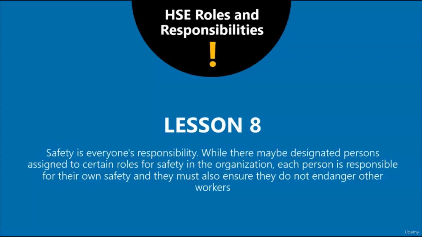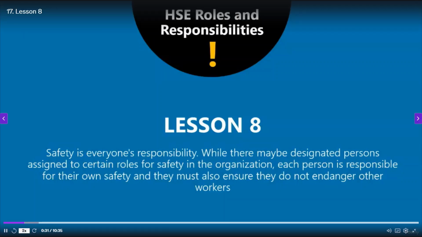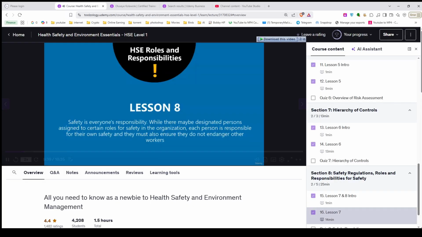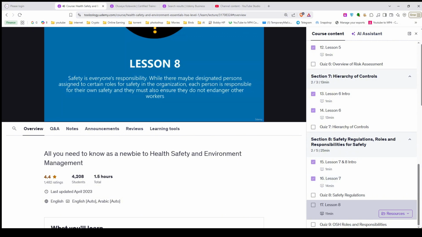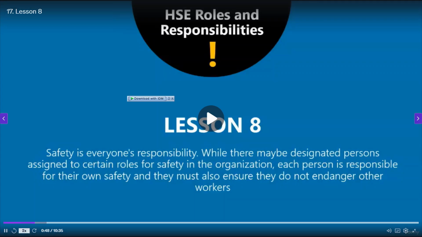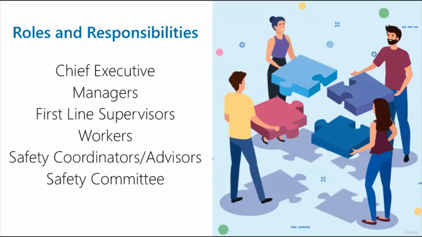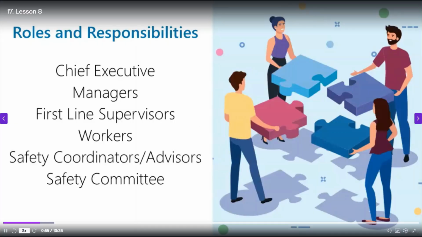So congrats, you are on the last lesson for this course, HSE Roles and Responsibilities, Lesson 8. Note that safety is everyone's responsibility. So in an organization, every single person has a responsibility towards safety. While there may be designated persons assigned to certain roles for safety in the organization, each person is first and foremost responsible for their own safety, and then they must also ensure that they do not endanger other workers. In addition to that, we would also look at the roles and responsibilities as far as safety is concerned for all people in any organization.